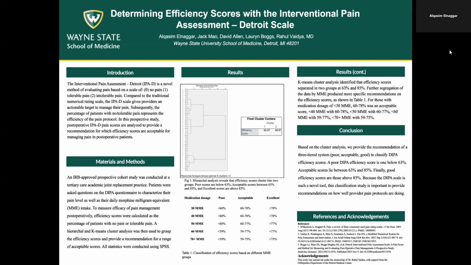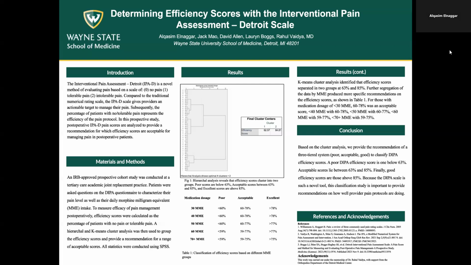To wrap up, here are a few questions I anticipated a judge asking and my answers. So why should we replace traditional pain scales? The iPad scale simplifies assessment, avoids the subjectivity of a 0 to 10 pain scale, and guides clear clinical action. Intolerable pain requires immediate action, while tolerable or no pain indicates adequate pain control.